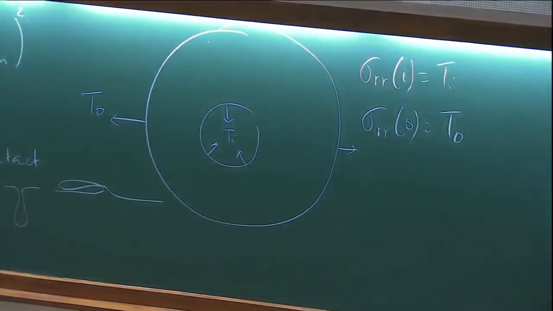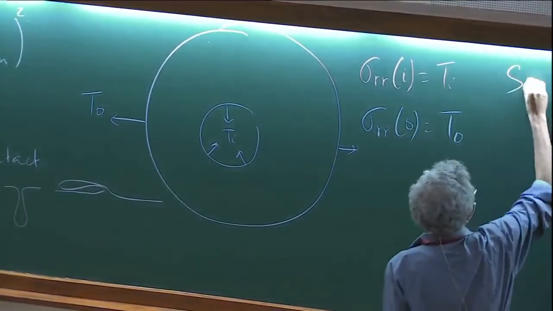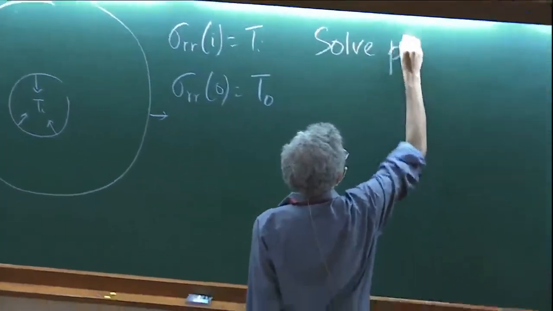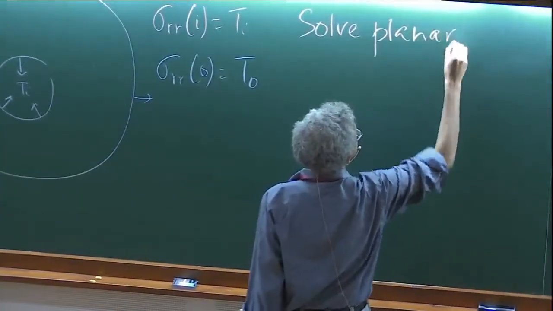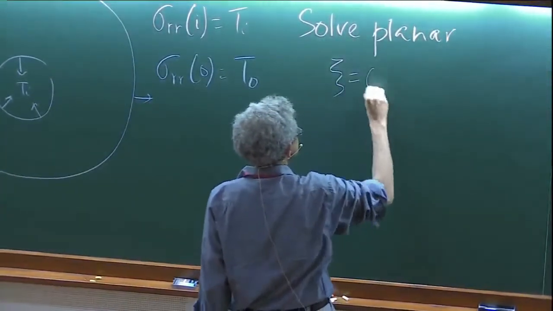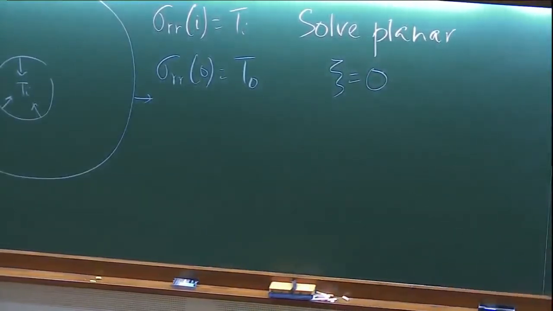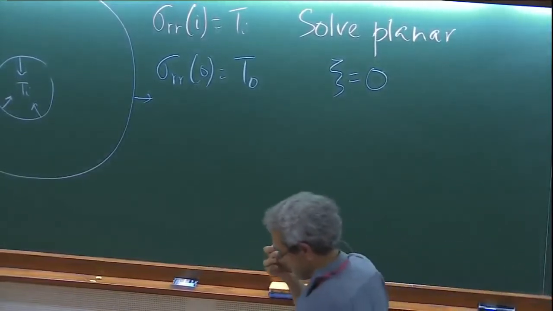sigma r on the outside is T outside. Okay? And now the idea, remember what we did with just 1D Euler buckling, is solve the planar problem first. Okay? So put this thing equal to 0. Okay. Bear with me, we won't go to the terrible end. We'll just set it up and then I'll start telling you answers, okay? But I just want you to know the shape of how things go.